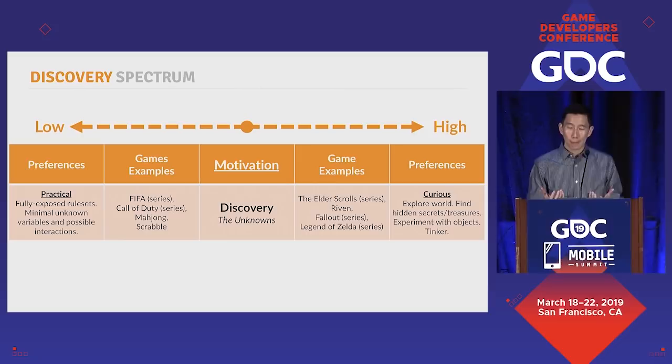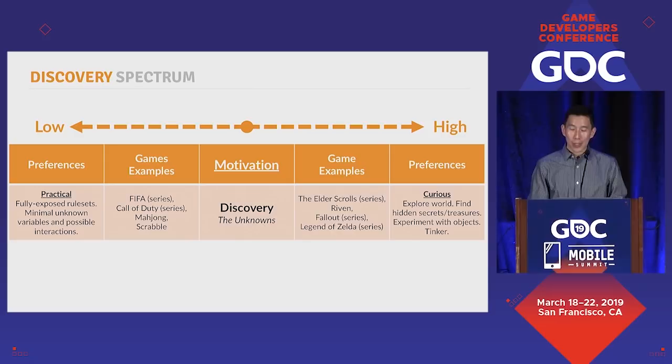There are hidden caves to discover, hidden quests to find, but also lots of hidden or possible interactions between objects and spells and abilities. So for example, in Skyrim, is it possible to become a vampire and survive without ever killing a person? I just realized how many vampire examples I have in this talk. Gamers with high discovery would ask such a question, and games with high discovery provide the opportunity for many of these questions to be asked.